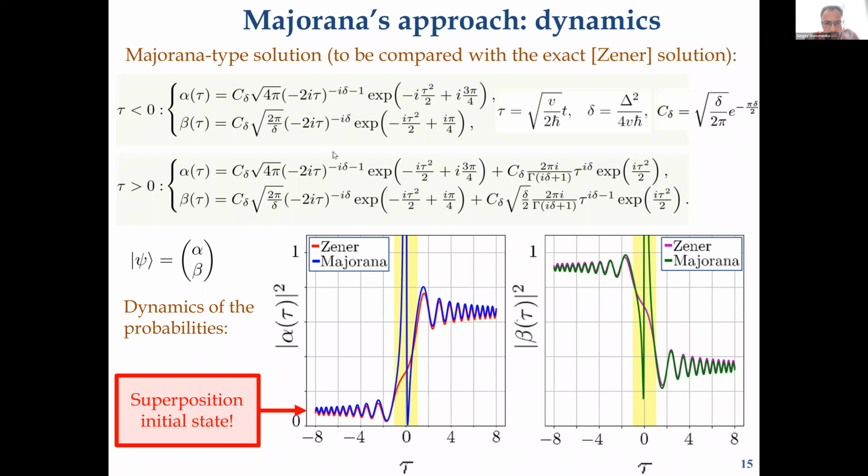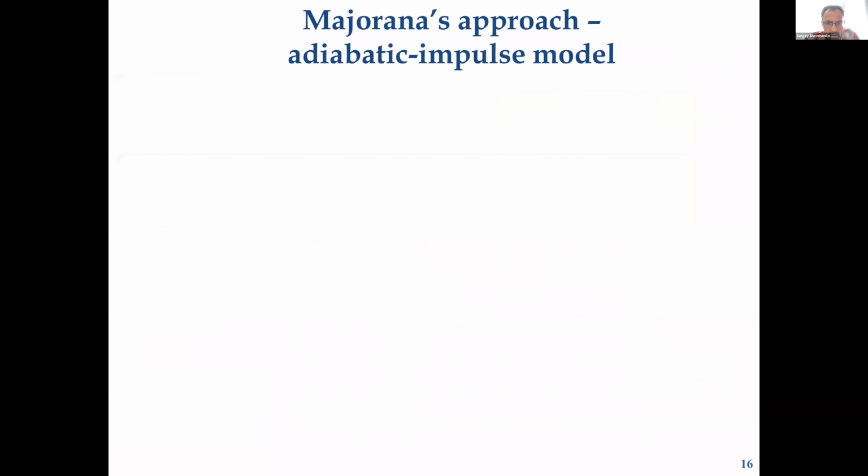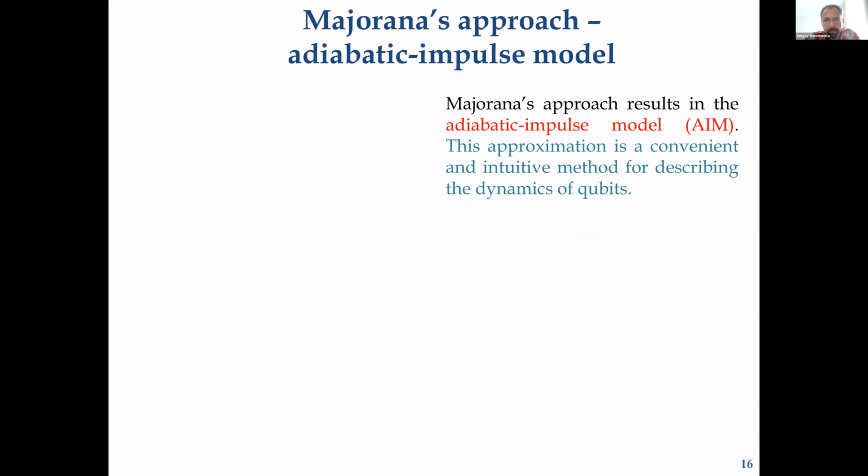Importantly, if we go to the details, we can start not from the ground state like Majorana, we can go beyond Majorana's approximation. We can start from any superposition state. These are details, but what's important is that from Majorana's approach, we can get the well-known adiabatic impulse model. In this slide, I would like to tell you what it is, which is important for very different problems in quantum control, including.